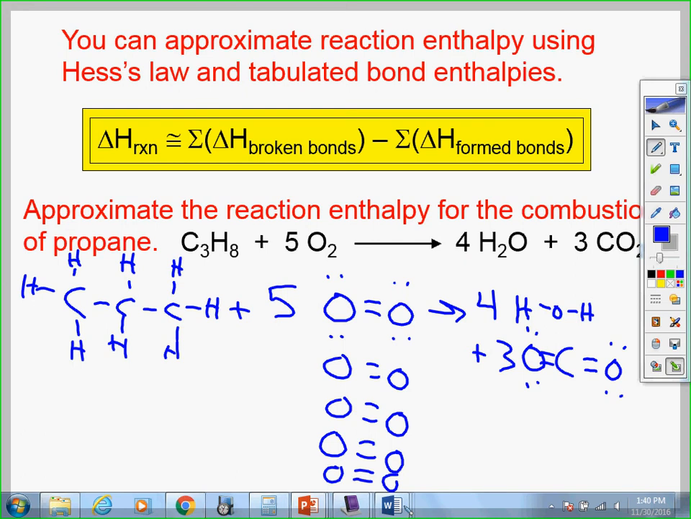Alright, so see if you can calculate it out. You can still calculate it out even though you may not have the notes wherever they may be.